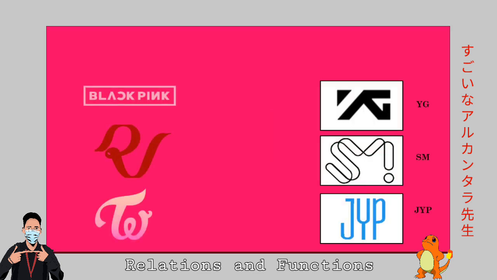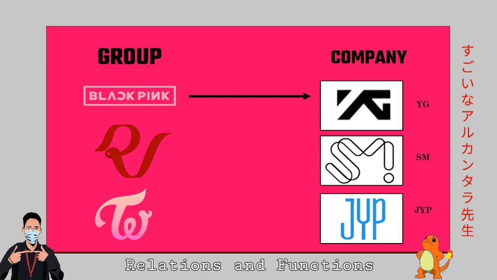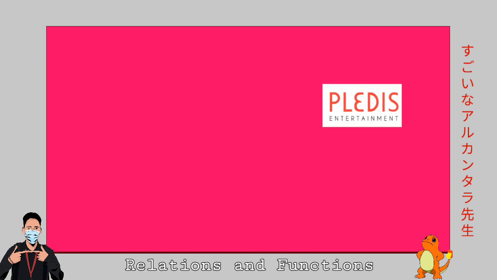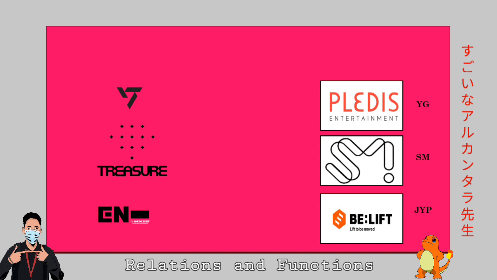For example, we have here on the left side the groups, and on the right side, the companies. We have the big three here, starting with Blackpink, who is under the company YG. Same with Red Velvet, which is also under a certain company, SM Entertainment. And then for Twice, it's JYP. And that's it. On the other hand, we have here groups and then their company.